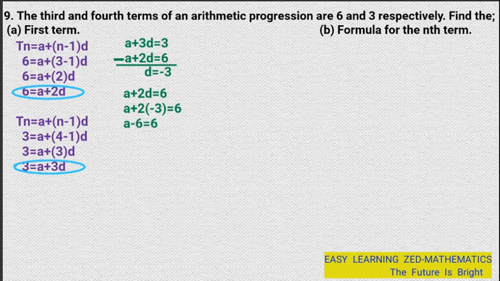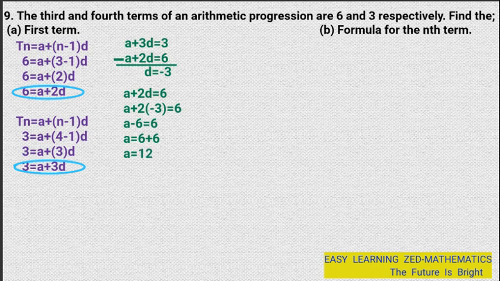Okay, now I'm going to put like terms together. That means 6 will cross the equal sign and come to the right side of the equal sign, which is going to be positive. So I'm going to write a is equal to 6. Then when 6 crosses the equal sign, it's going to become plus 6. That will give us a is equal to 6 plus 6, which gives us 12. So the value of a is 12.